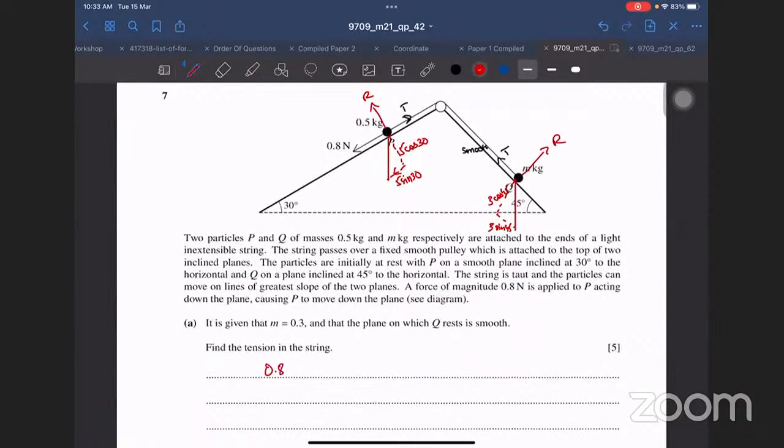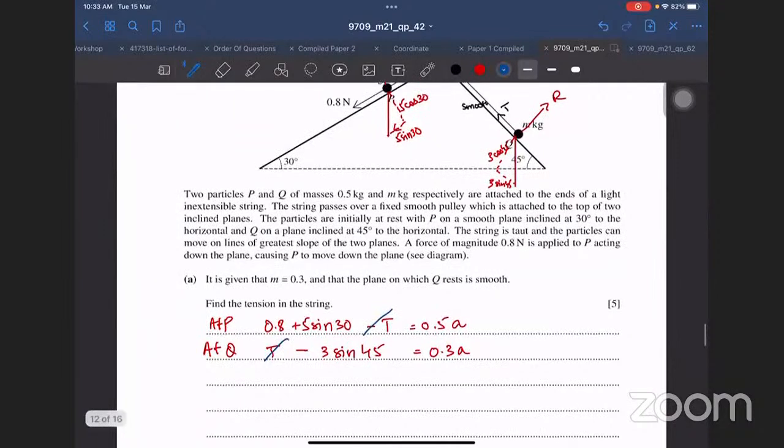At P, what's happening is 0.8 plus 5 sine 30 minus T equals 0.5a. At Q, it's T minus 3 sine 45 equals 0.3a. This is a basic simultaneous equation that I can quickly solve. I can say that 0.8 plus 5 sine 30 minus 3 sine 45 equals 0.8a.